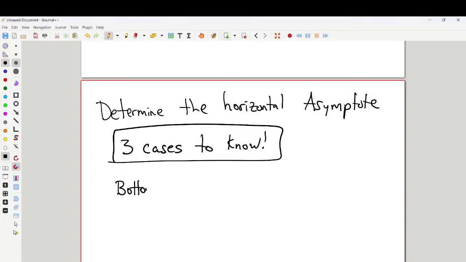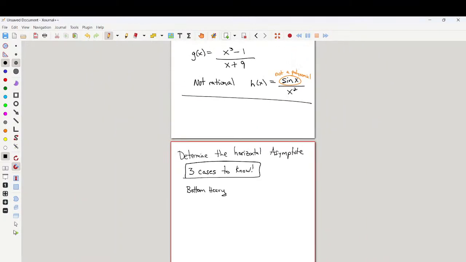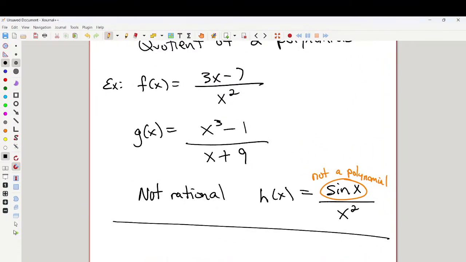First, I call it the bottom heavy. And I'm going to put it in words. What do I mean bottom heavy? What's the highest power up here? Invisible 1. What's the highest power here? 2. Bottom heavy. 2 is bigger than 1. This is not bottom heavy. This is top heavy because the highest power is in the top. Get it?